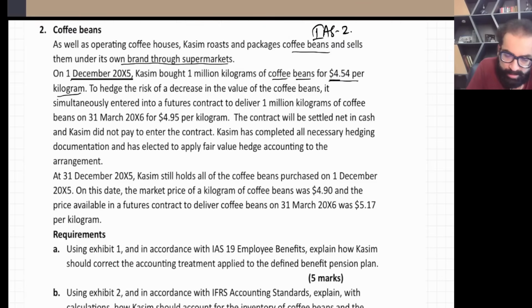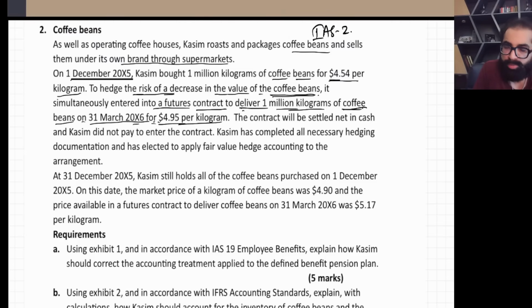Don't forget, to hedge the risk, see, there is a risk. The risk is the reason for hedging. To hedge the risk of a decrease in the value of the coffee beans, it simultaneously entered into a futures contract to deliver 1 million kilograms of coffee beans on 31st March X6 for 4.95 per kg. Okay, so this is the futures contract which we call the hedging instrument.